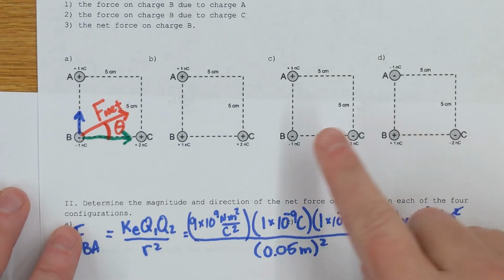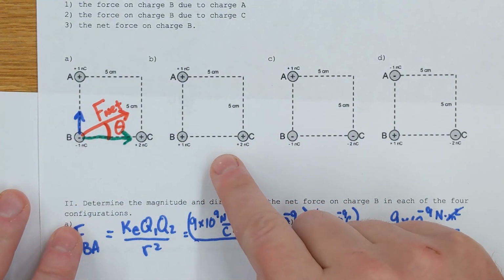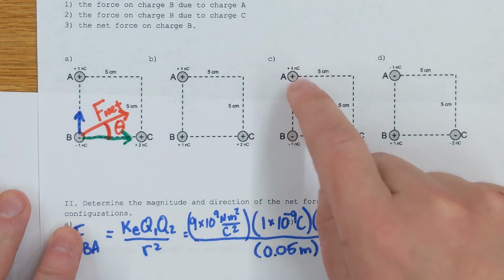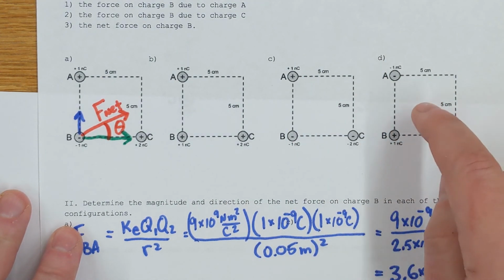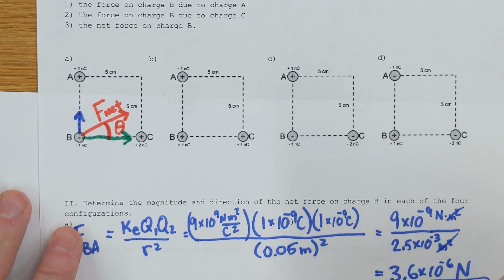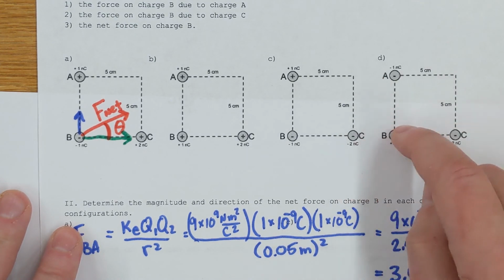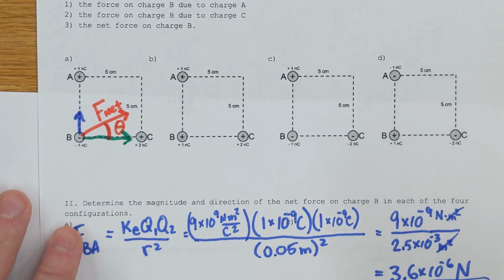When you look at these other examples, you should see that the only thing that differs is the sign of these charges. That's going to have an influence on the direction, and you'll need to do some reasoning about first, second, third, fourth quadrant ideas to figure out the direction of the force on this charge in each of these four cases.